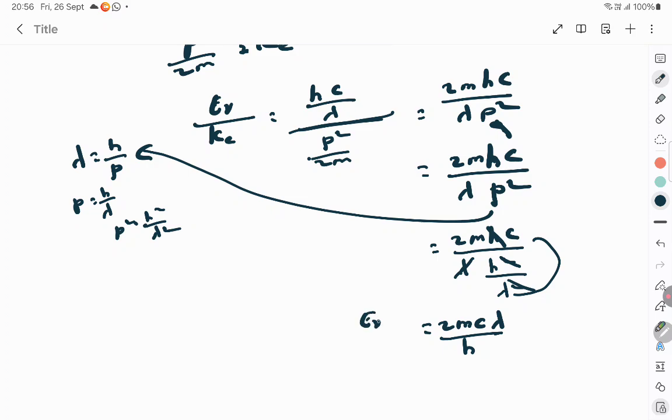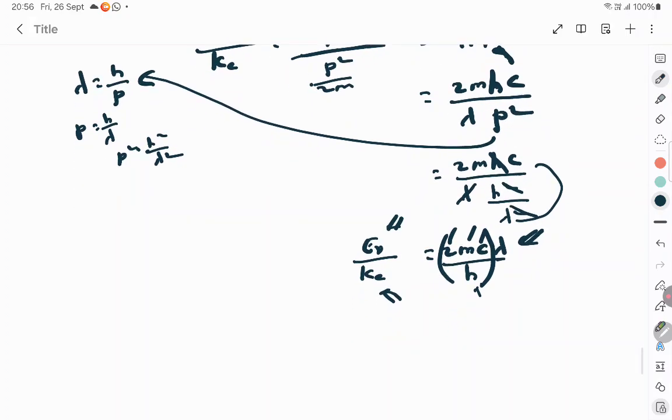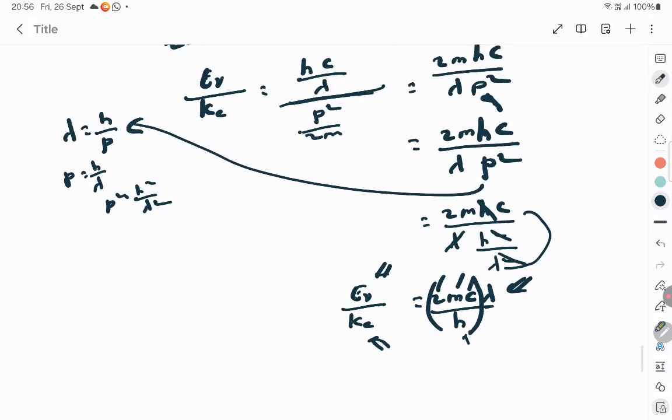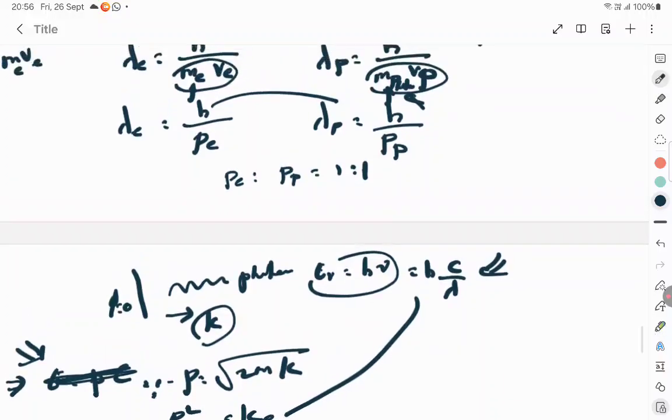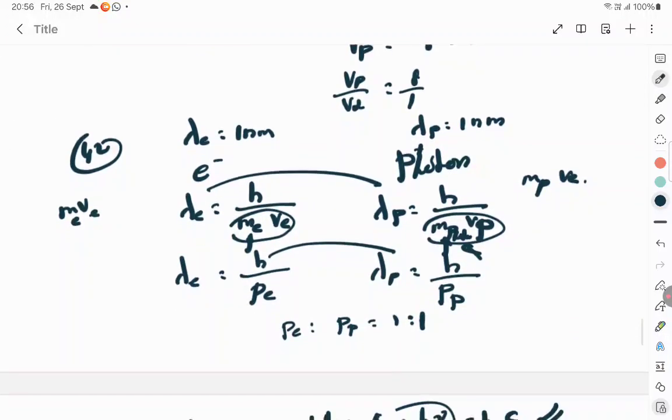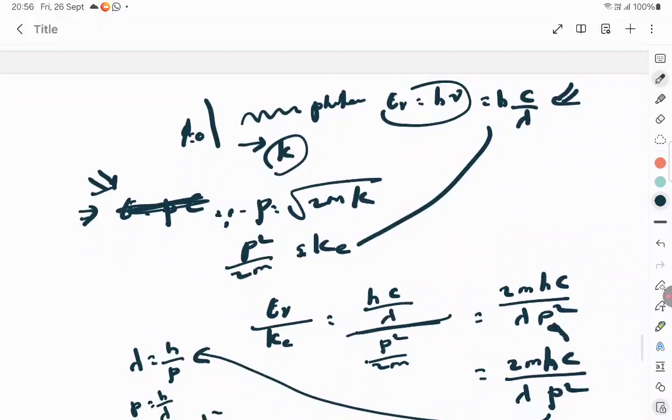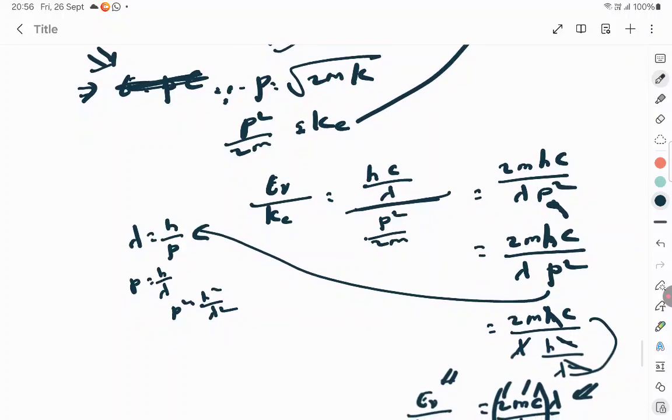A comparison of the incident energy with the kinetic energy. This is incident energy of the photon versus the kinetic energy of the electron. And you see the 2mc and h are all constants. So there's only this wavelength lambda, which is the incident wavelength. The ratio depends only on that. It's very difficult. It's not as easy as it seems. If this question comes, I would have struggled in the exam.